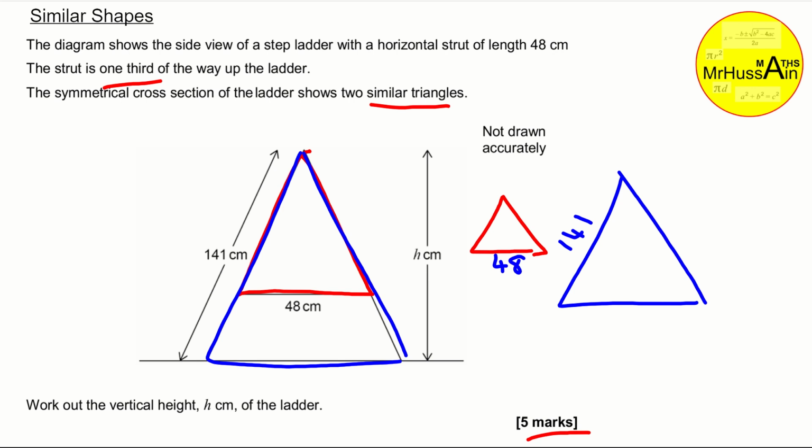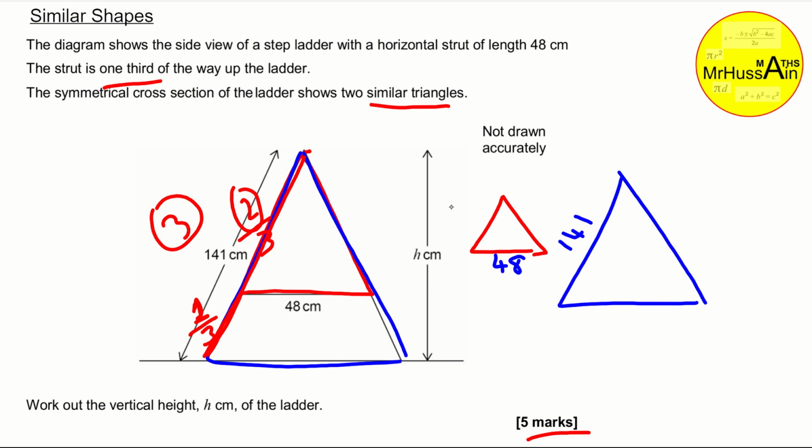The strut is 1/3, so this is 1/3 of the way up the ladder. So if that's 1/3, that means all of this must be 3. Okay, so that's one. All of this must be 3 and this must be 2. And it's really important because that is the key to this question. 1/3 means this is 1/3 and this is 2/3.